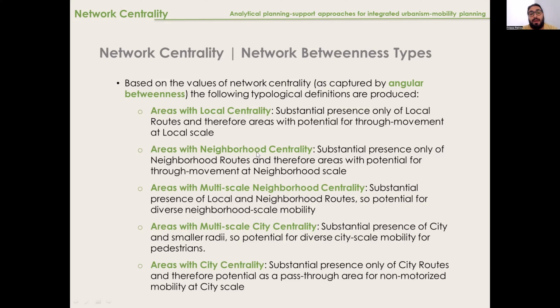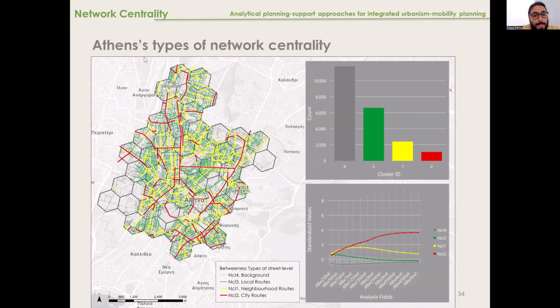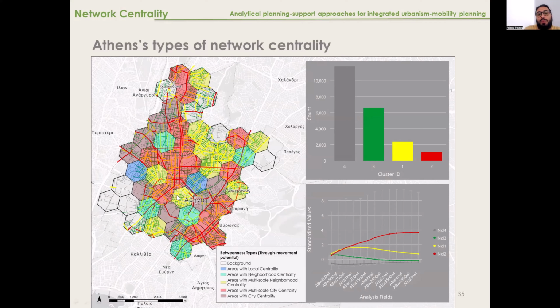But we also have areas with diverse movement that have multi-scale neighborhood centrality, meaning we have routes both of local and neighborhood nature, and areas with multi-scale city centrality that for sure have city centrality routes that are important in high radius, but also routes that are important in smaller radius. So this is how the different betweenness types at street level can be mapped, and how this is translated into areas, and how we have betweenness types at different areas based on the presence of different types of routes.